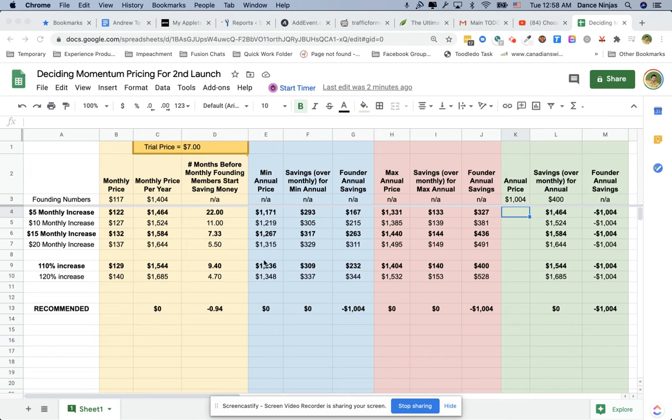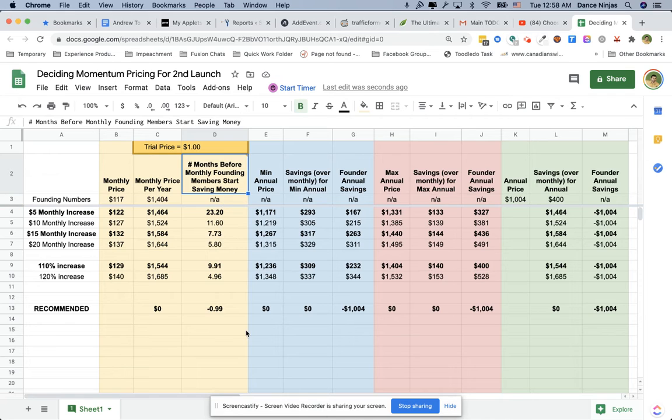Hey, Tessa. So I created a spreadsheet that will show you how to determine your monthly price and your annual price. The only things you'll want to fill out are the annual price in these sections, and that will change these numbers here on the founder's annual savings. And you can also change the trial price.